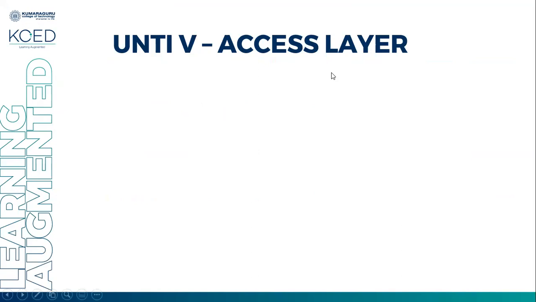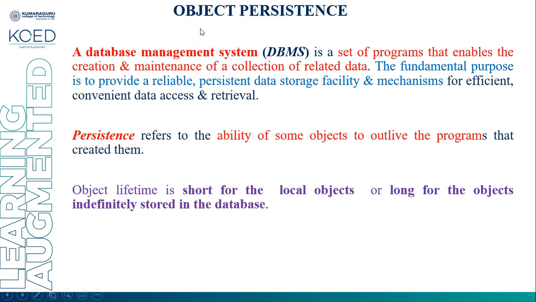As we discussed in the previous lesson, for every business class, one access class is to be designed, as well as a set of procedures to be followed in designing the access layer. First, we have to understand persistence, object persistence.